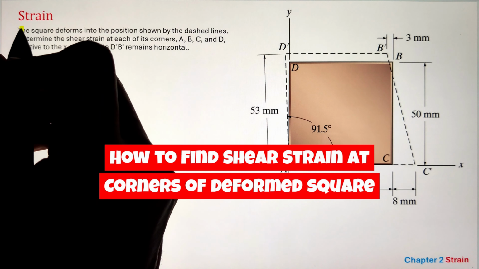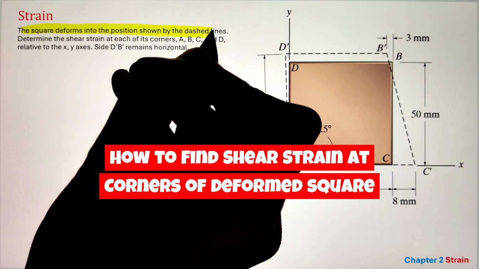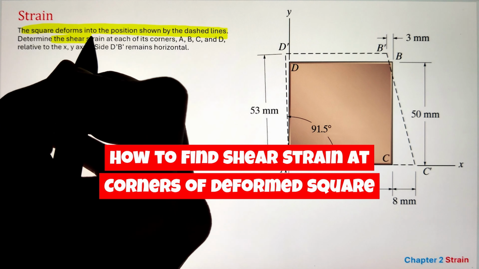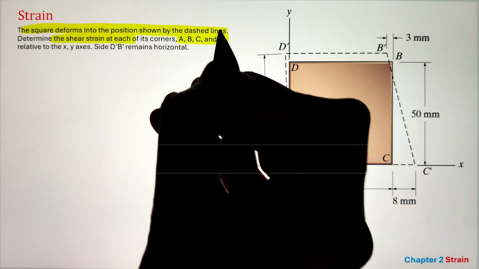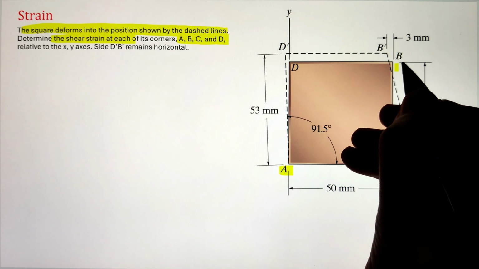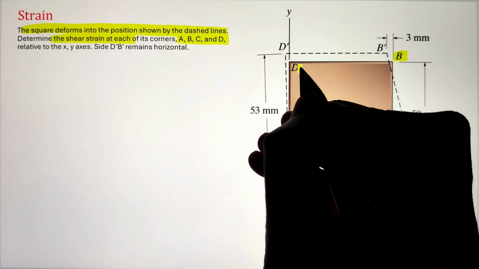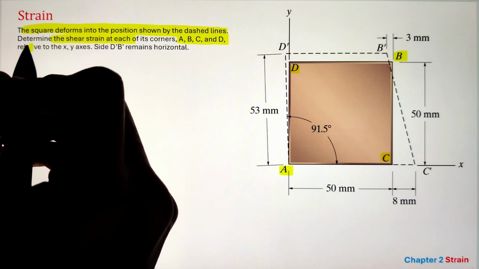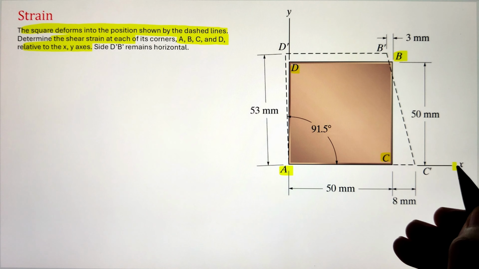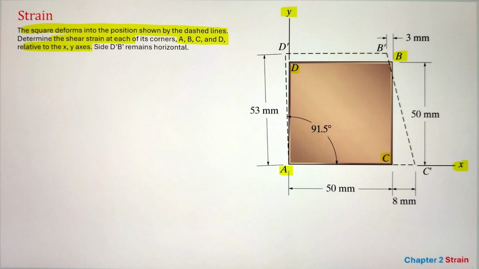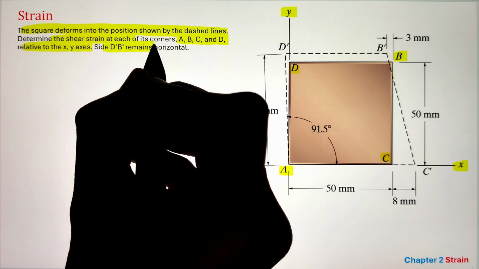In order to find the shear strain at each corner of the deformed square shown by the dashed line at position A, B, C, and D relative to the XY axis, where the side D dash and B dash remain horizontal, we can start by defining what shear strain is.